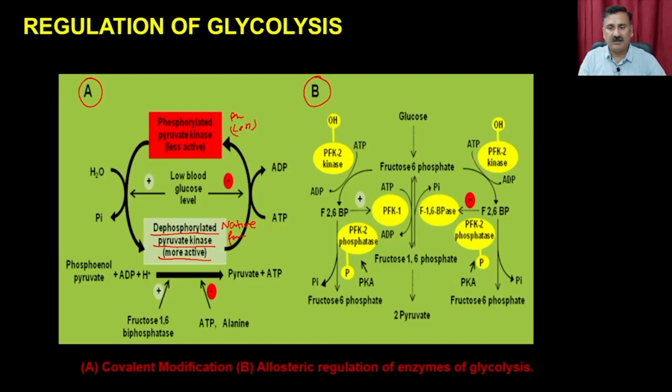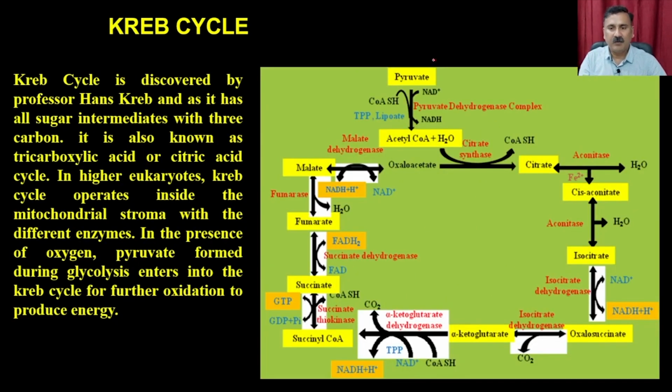Now the pyruvate is being produced, right? Pyruvate is being produced from glycolysis, and that is going to enter into the Krebs cycle. So the pyruvate being produced from glycolysis is going to be a feeder molecule for the Krebs cycle. The pyruvate being generated is going to enter into the mitochondria, right?